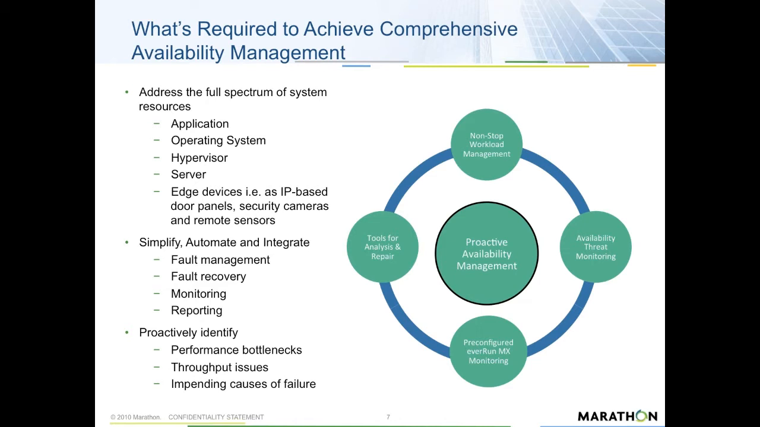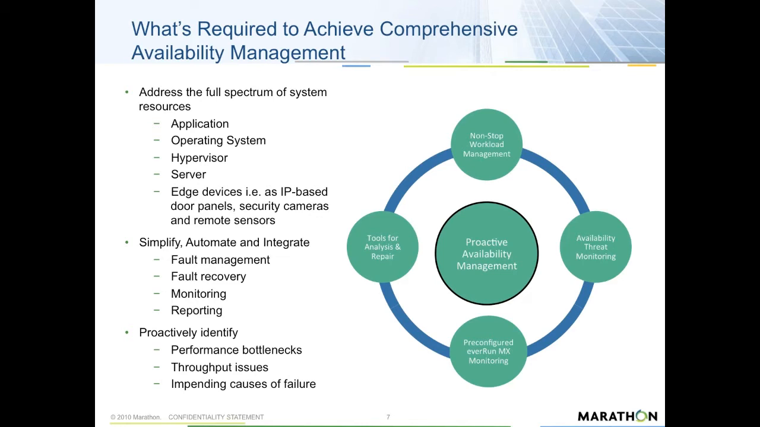To either use it in conjunction with some of our core technology, or for those customers that aren't a fit for our core technology or have some resistance to it, offer them some level of availability management through a monitoring tool. And to address that full spectrum, you really need to be looking at the application, the operating system, the hypervisor, the server itself, and then any edge devices that may be involved here. Things like IP-based door panels or security cameras, client-side devices that may be accessing a database. You also need to simplify, automate, and integrate all of this stuff.